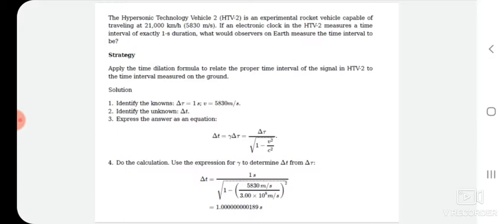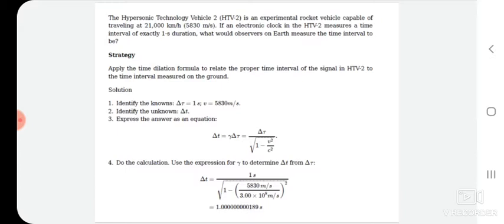That means one observer is in the vehicle and another observer is on earth. As we know, the time dilation phenomenon and length contraction phenomenon both can occur only when the observer moves with a velocity comparable to the velocity of light. Then and only then can that kind of phenomenon happen. Here our vehicle moves with a velocity of 5,830 meter per second. Okay. Now, how can we solve that problem?